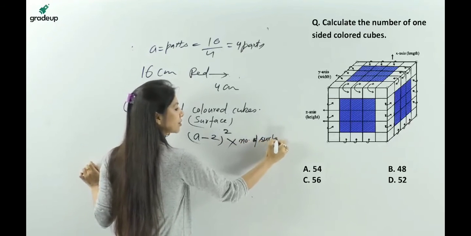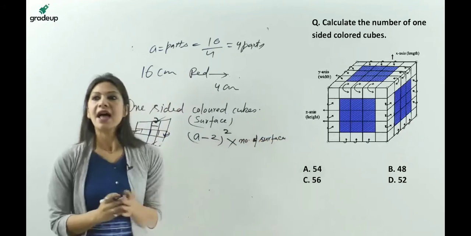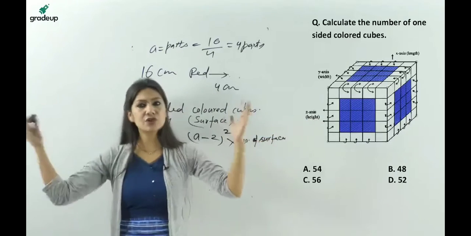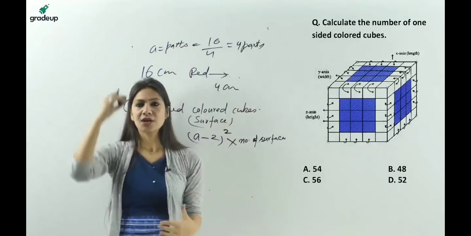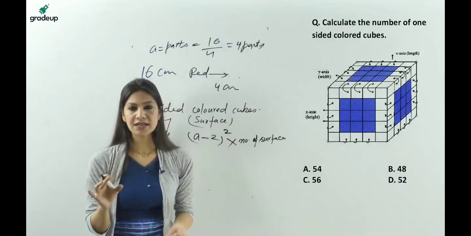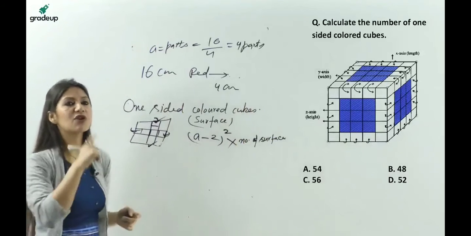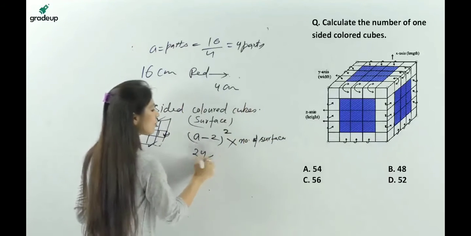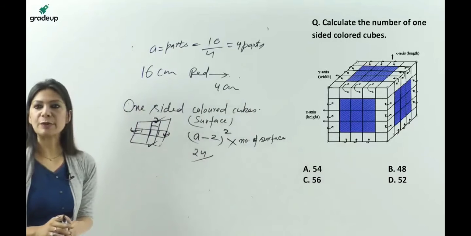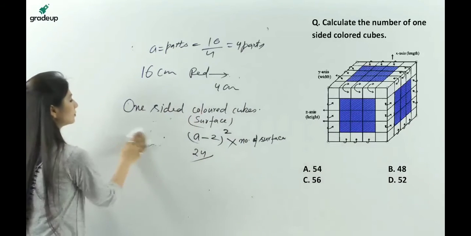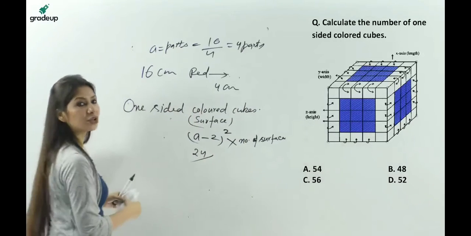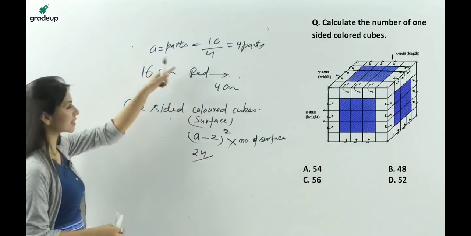But if I cannot memorize the formula, I have 4 in x, 2 is of no use. So 2 from here, I have the y-axis, 2 again of no use. So overall it's 4, right? So 4 in a single surface, 4 into 6 will give you 24 as your answer. Is that clear to you people? Very good. Now the next one is to calculate the two-sided colored cubes for the same cube, student.